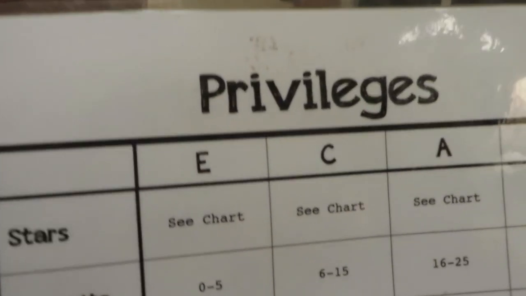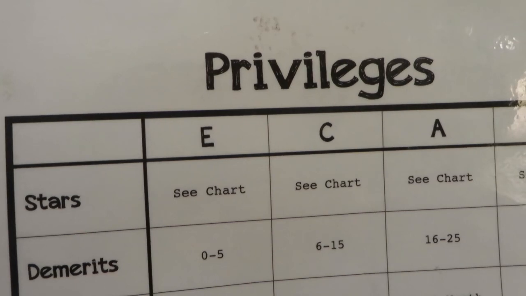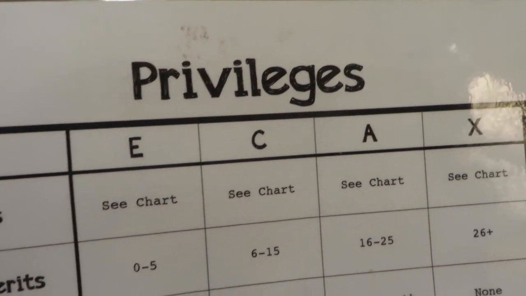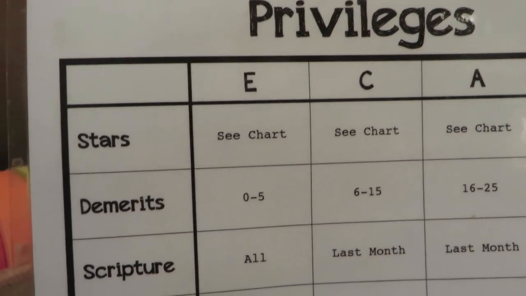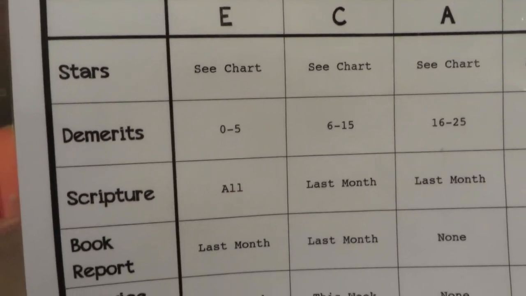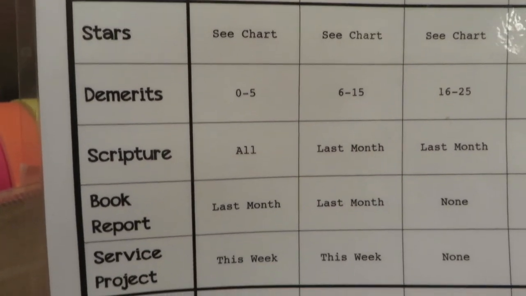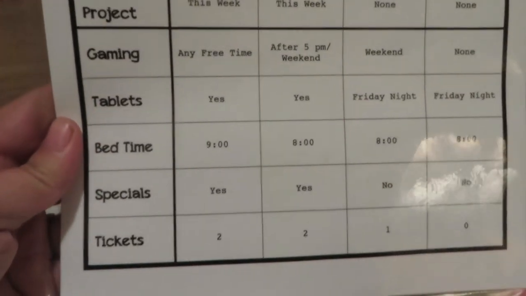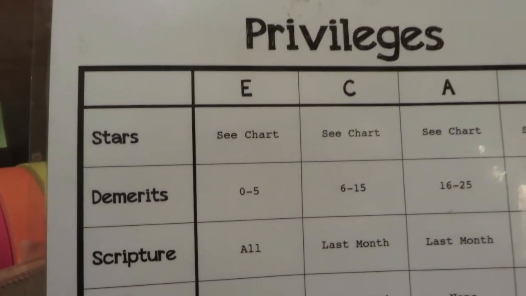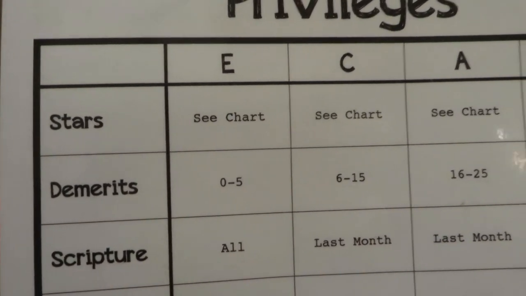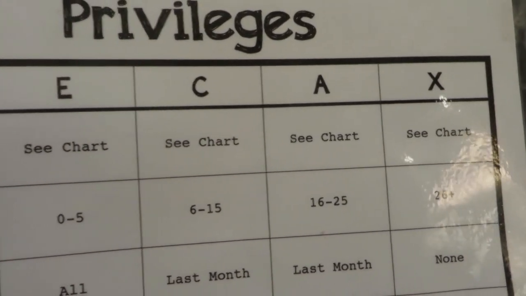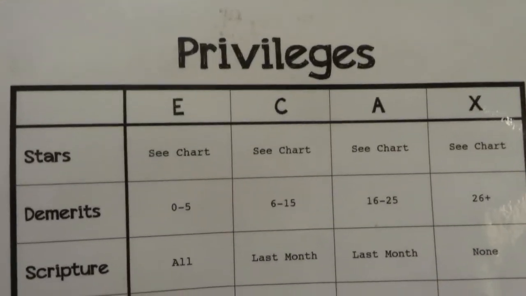So I have this little chart here that I hang on the refrigerator that's laminated, and it tells on this side what they need to do to get on privilege, and then at the bottom what privileges they get. So I'll just go over it with you. But this is how many stars they need to have in a week. It's different based on what week it is.